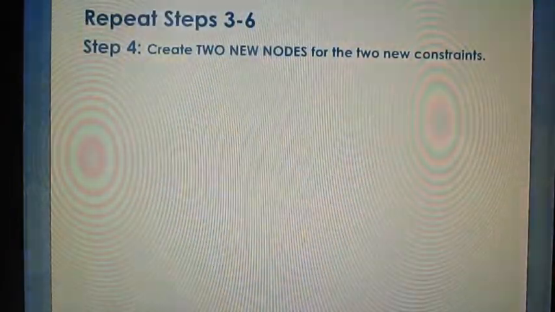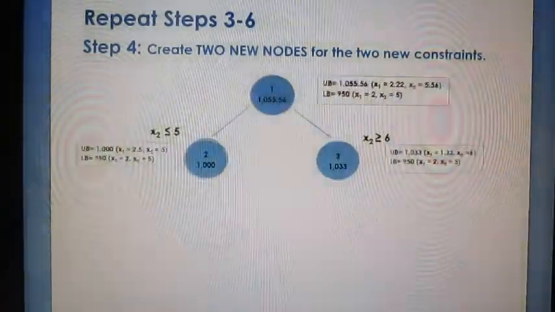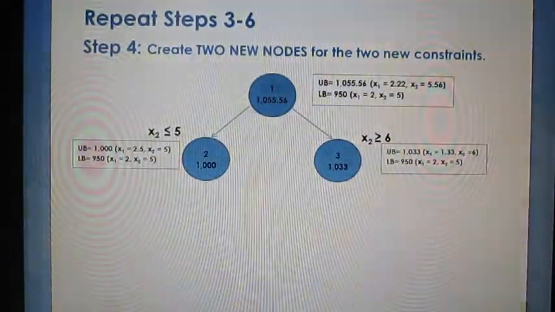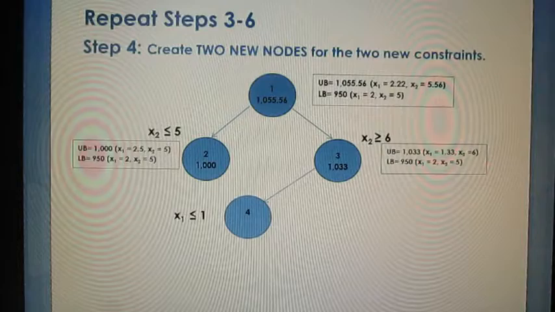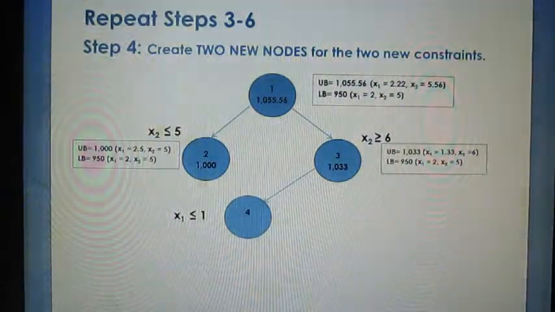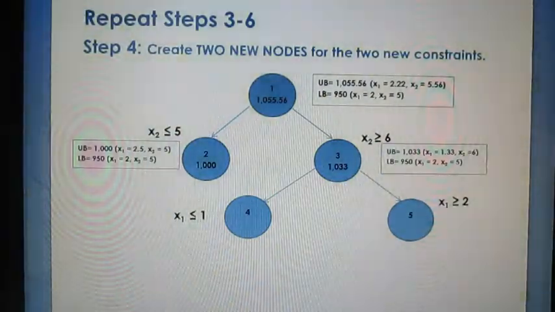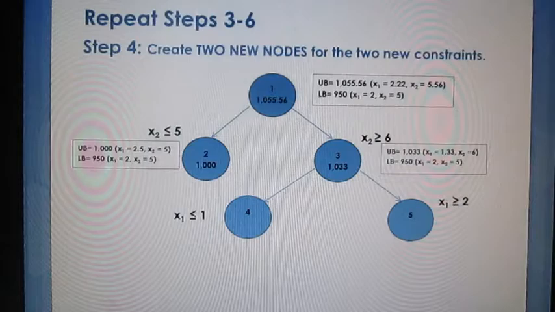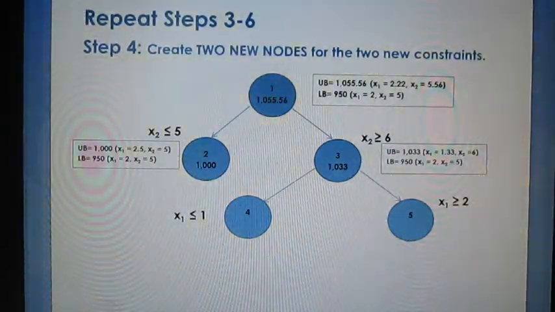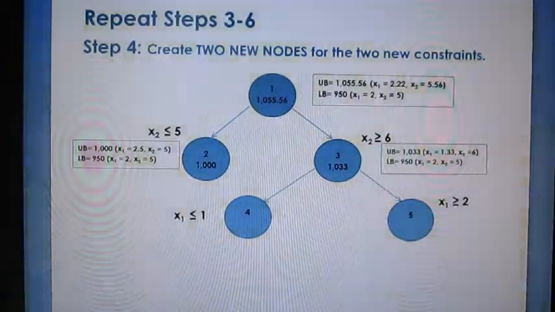Step 4, create 2 new nodes for the 2 new constraints. So, magdadagdag tayo ng dalawang nodes mula doon sa node 3. Yun ay node 4 tsaka node 5. Yung node 4, may constraint na x sub 1 must be less than or equal to 1. Tas yung node 5, may constraint na yung x sub 1 must be greater than or equal to 2.